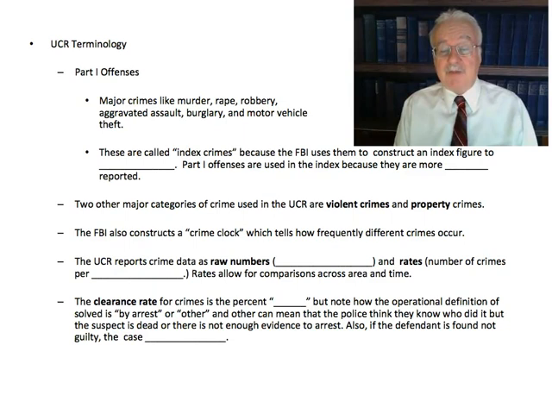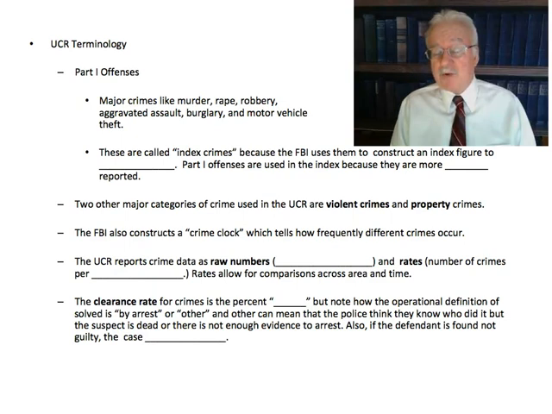Two other major categories of crime used in the Uniform Crime Report are violent crimes and property crimes. This is a very important bifurcation. I think most people are more concerned about trends in violent crime because that's what affects them in their lives. That's what they worry about. So we break out violent crime separately from property crimes.